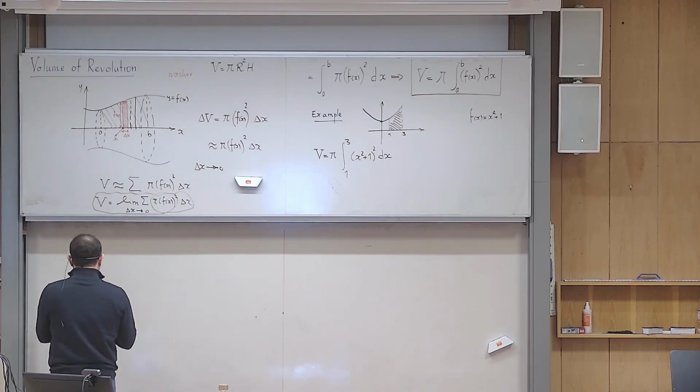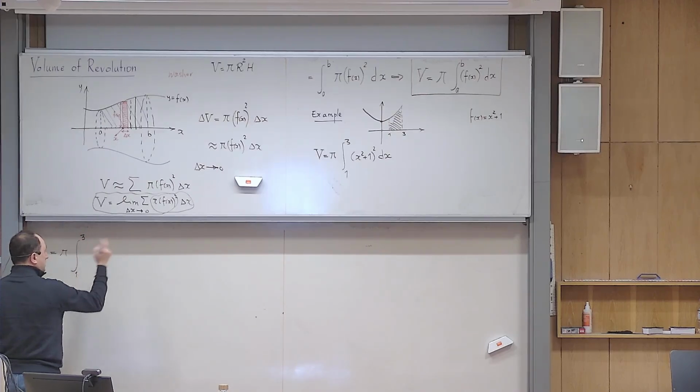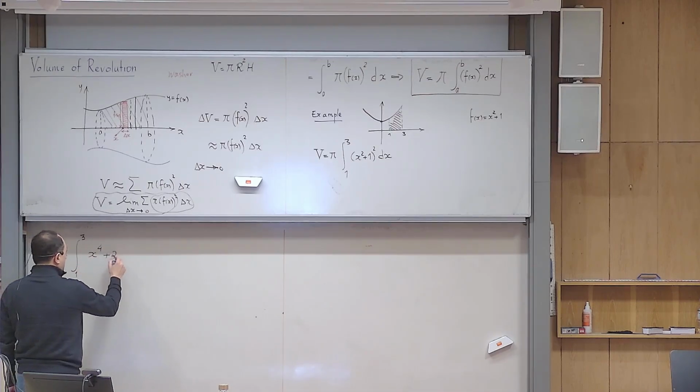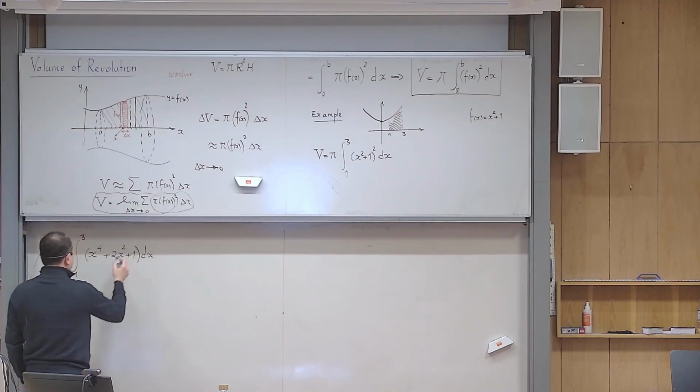So what I do, I will write like this. So I will continue here. So I put pi integral from 1 to 3. As you said, I will expand it. The first one squared is x to the 4th. 2 times the first one times the second one is 2x squared. And the last one to the power of 2, and then dx. Yes? So be careful about not missing anything there.